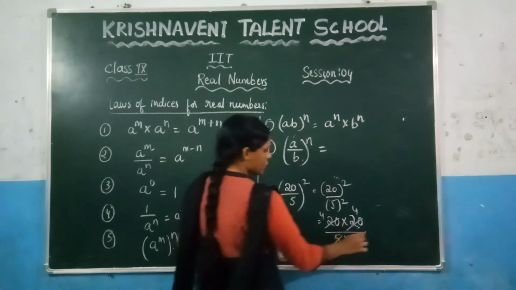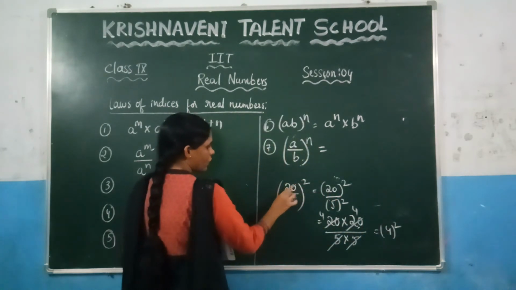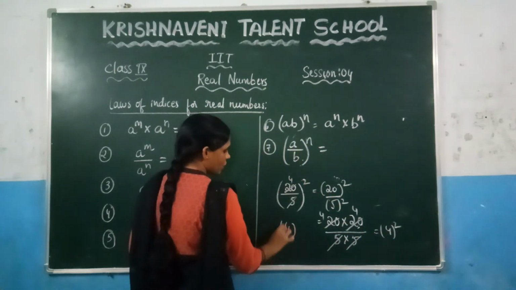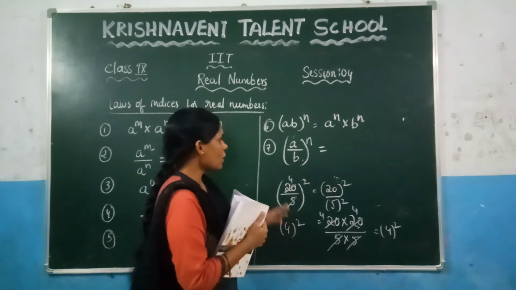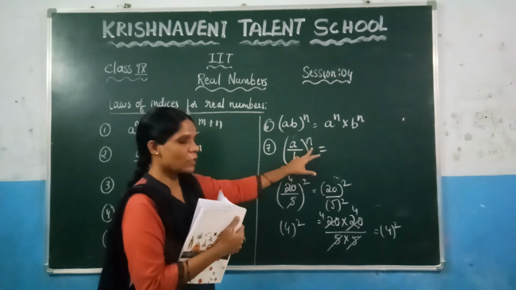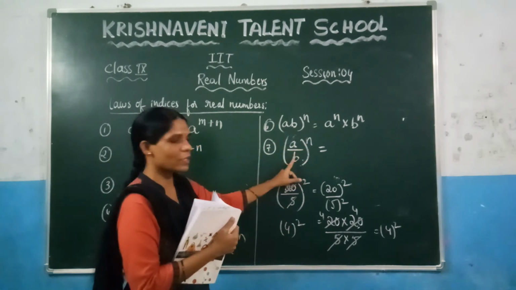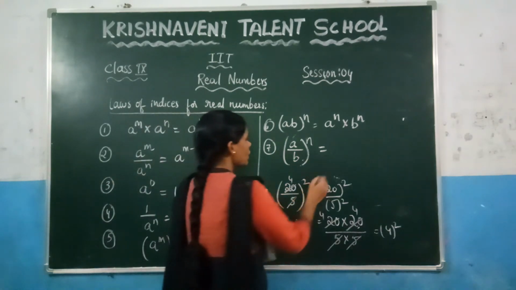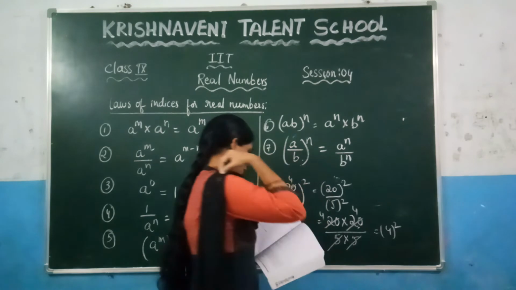So what will be the result? We got it here, 4 square. If you cancel here also, 5 1s are 5, 5 4s are 20, you will get the same thing, which is 4 square. Right? That means if any of the values is in the form of (a/b) whole power n, that power is applicable to both of the numbers in the case of multiplication and in the case of division. This is the next law of exponents, which is a power n by b power n.